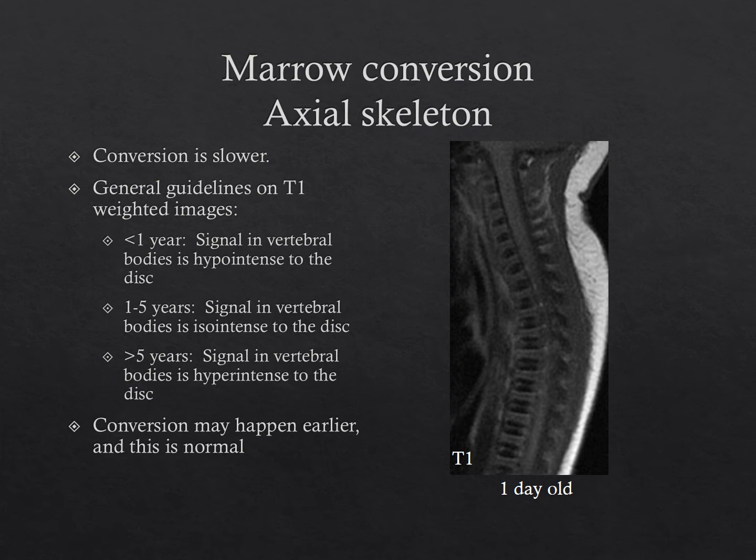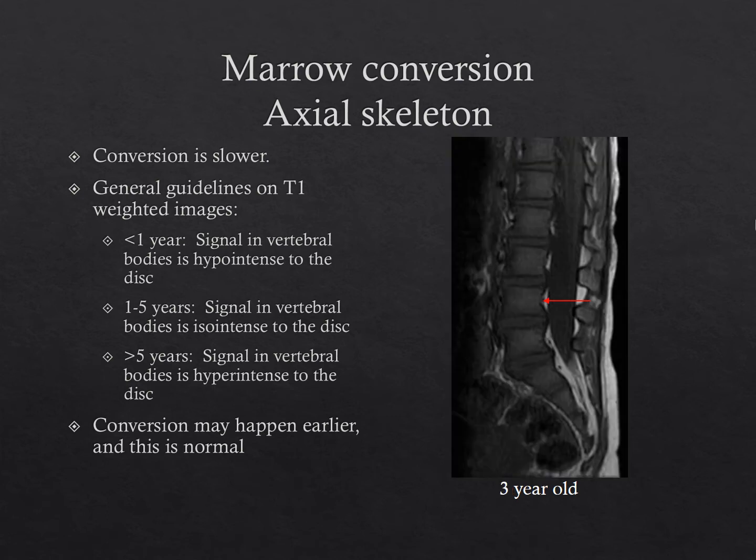Here you can see the vertebral body signal is hypointense to the adjacent discs in this 1-day-old. Note that often the signal you are seeing in the region of the disc may include the disc and the adjacent unossified cartilaginous end plates, depending on the resolution of your scan.